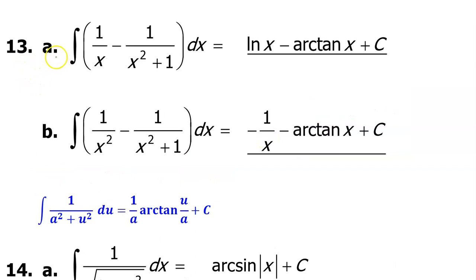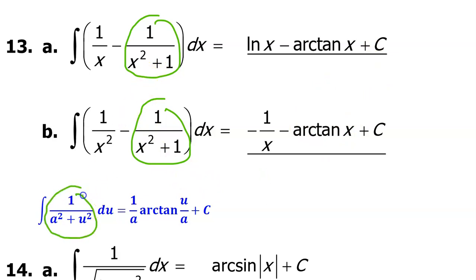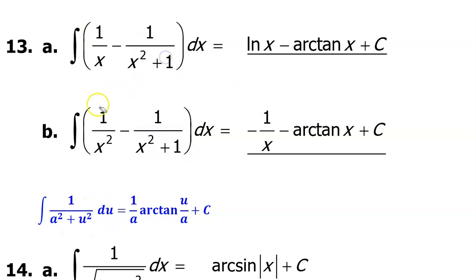For number 13, parts A and B end the same way. They both have this same exact expression, and luckily they have the same answer, arctangent x, plus c. And that makes sense because this is a perfect match for the rule. So yes, that's where the arctangent is coming from. So the mistake in one of these must be from the first part. So let's focus on that.